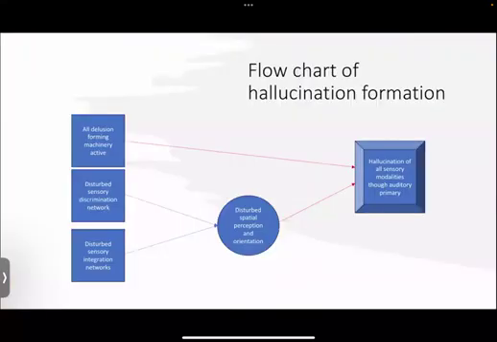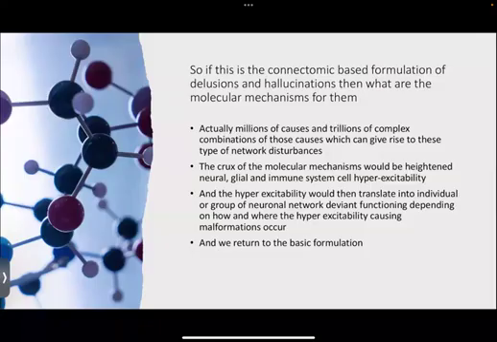And this is the flow chart of hallucination formation. All delusion forming machinery plus disturbed sensory discrimination network plus disturbed sensory integration network, resulting in disturbed spatial perception and spatial orientation, resulting in hallucinations of all sensory modalities, although auditory is the primary disturbance. So this is the connectomic based formulation of delusion and hallucination. This is the thing you should first understand.